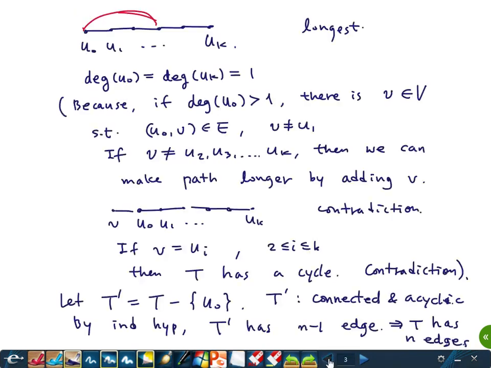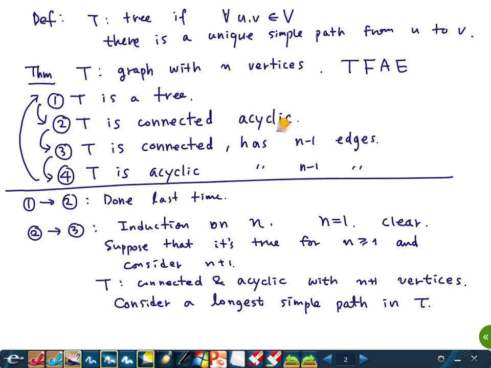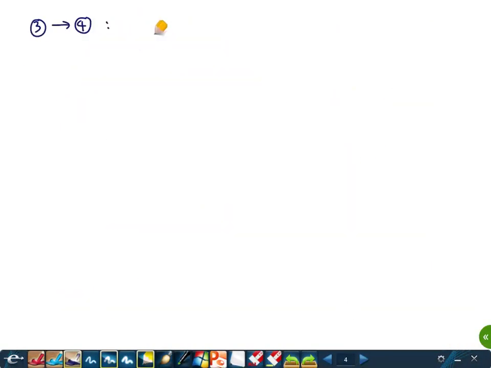And now 3 implies 4. So what is 3? Let's go back. Connected with n minus 1 edges, then it's acyclic. Because n minus 1 edges is the common property, we need to show that it's acyclic, right? Connected with n minus 1 edges, then acyclic. That's what we want to show, because n minus 1 edges is right there.